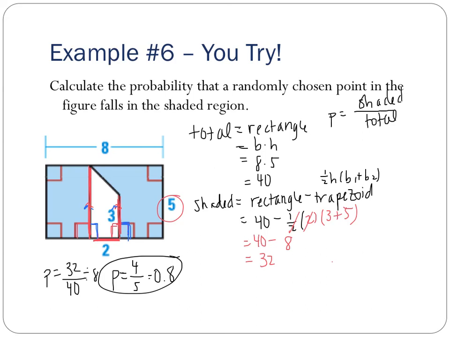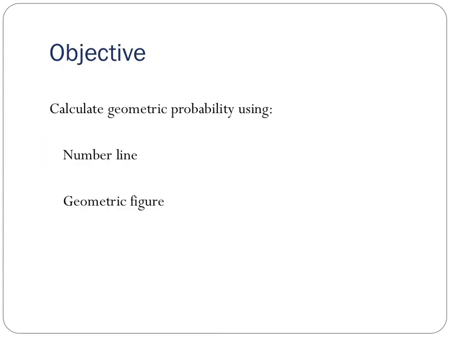So that's almost the end of the video of what we have done so far. We calculated geometric probability with number lines, and with geometric figures. So the number line, you just looked at what you're interested in over the total number line. Geometric figure, it was the shaded region over the total region.